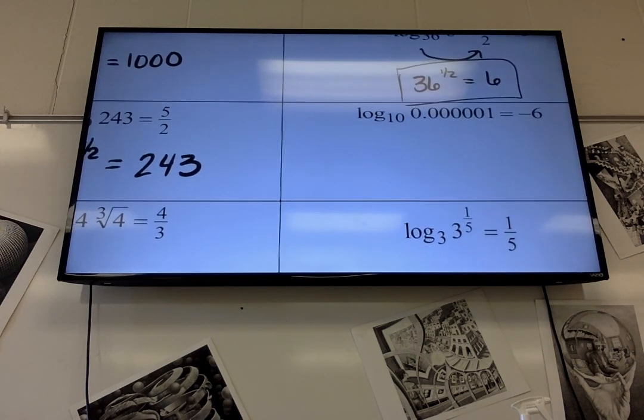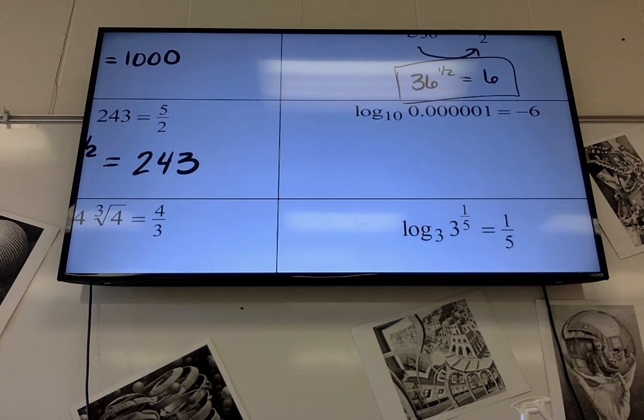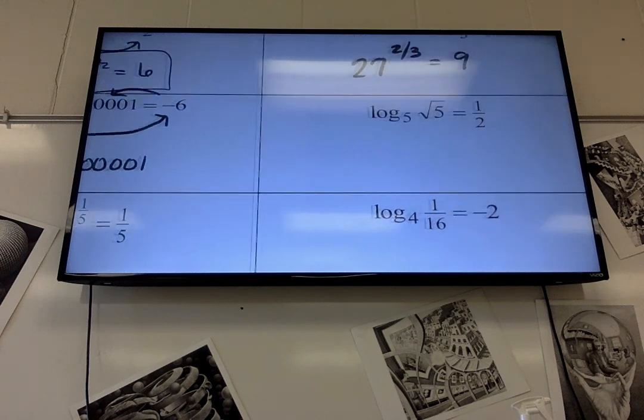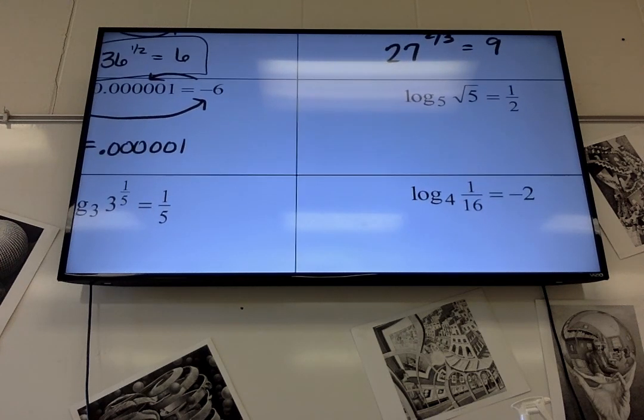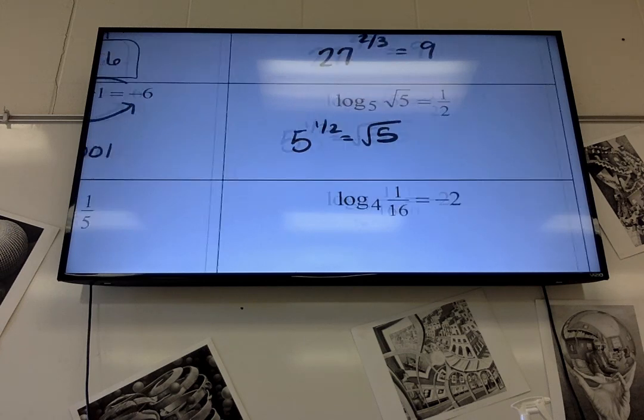Kendrick? 10 to the -6. Remember, it's like this. So which one do we start with? 10. 10 to the -6 equals 0.000001. Yeah. We good? Tyler, this one? 5 to the 1/2 equals the square root of 5. And we know that. That's what we just talked about a minute ago.